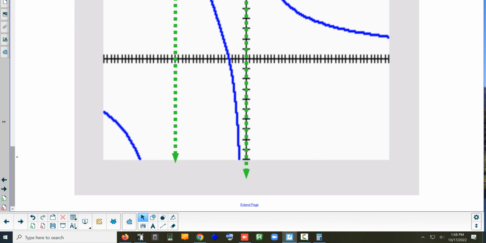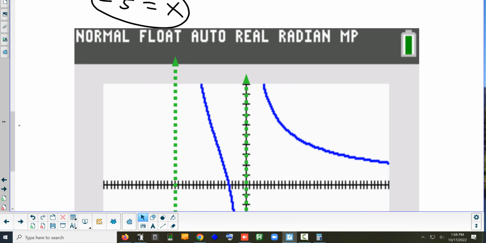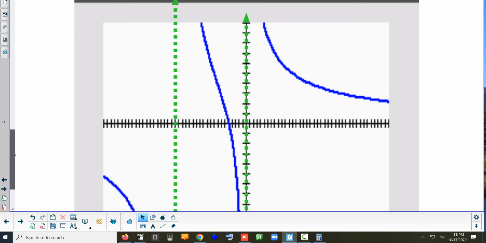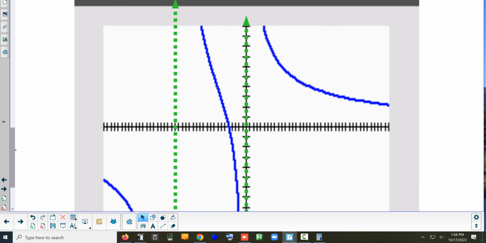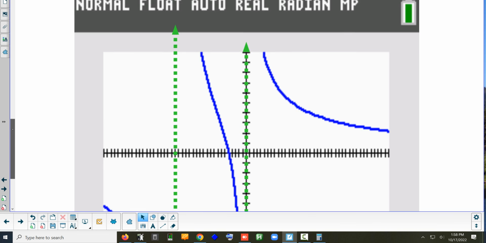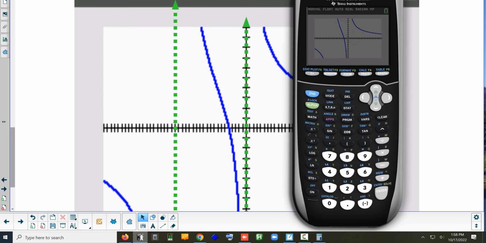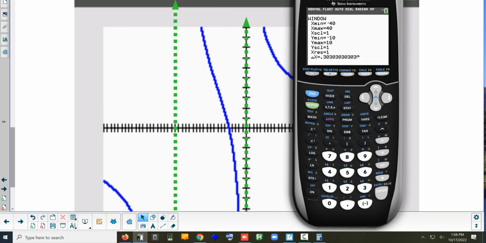If I were to zoom down more, I would see those getting closer and closer. And if I zoomed up a little bit more, you'd see those getting closer and closer. So that's a pretty good window. If anything, I might go a little higher and lower, just so I can see it getting closer. But that's not bad. You might go a little bit more, but what we had isn't bad.